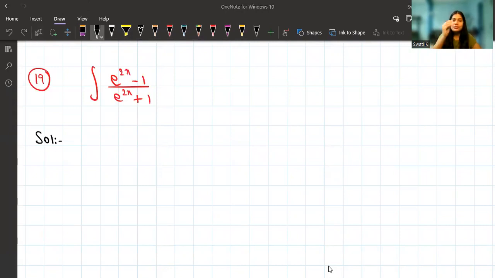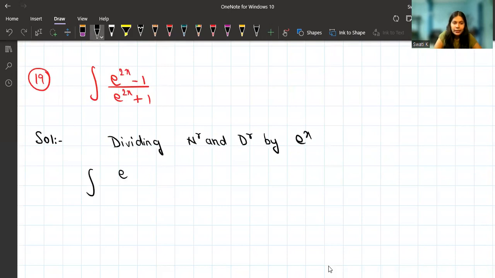We are going to divide the numerator as well as the denominator by e raised to x. So I can write down dividing numerator and denominator by e raised to x. I'm going to get e raised to 2x minus 1 upon e raised to x, upon e raised to 2x plus 1 upon e raised to x. You know that dividing the same thing in the numerator and denominator does not affect your question.